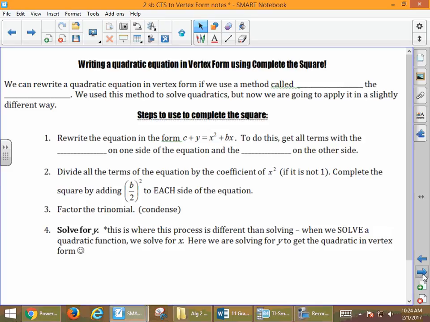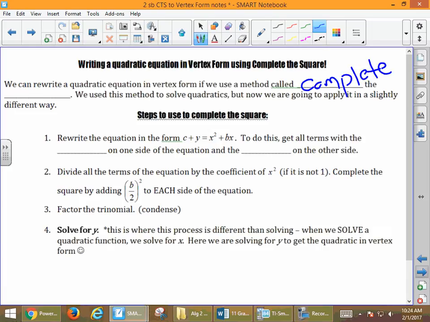And so we can rewrite a quadratic equation into vertex form if we use a method called completing the square. And hopefully this should sound familiar to you. That was one of the things we just learned in our last unit.